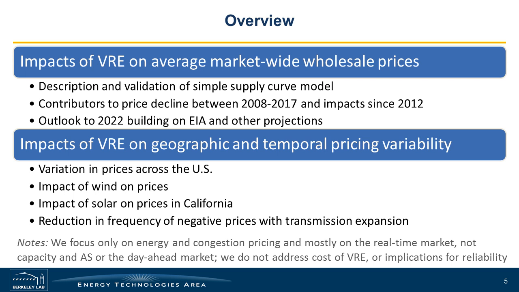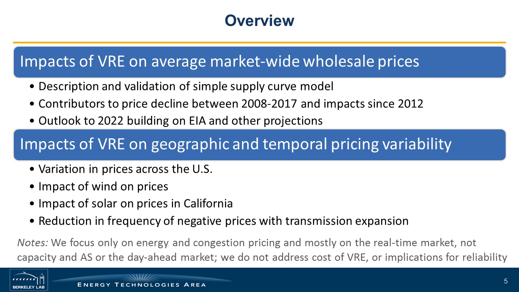More specifically, we first assess the relative impact of VRE and other factors on annual market-wide average historical wholesale prices. And for this analysis of the drivers of the average wholesale prices, we use a simple supply curve model that tries to replicate market prices. I'll describe that model in some detail, including on how we validated the model. We then use the model to quantify the contribution of various factors to the observed price decline since 2008. We use the same model to then project average wholesale prices out to 2022 and also look at the relative contribution of various factors to those future prices.